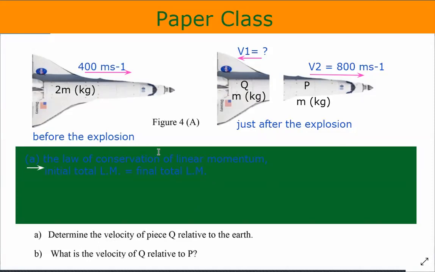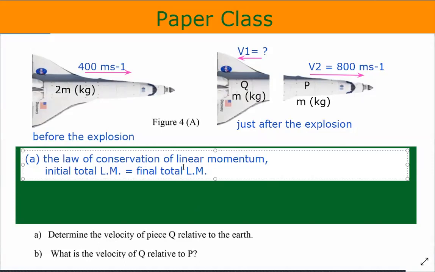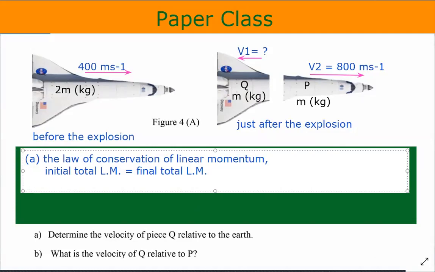Right. So let's continue. Initial total linear momentum: initially there is the rocket. Mass of the rocket is 2m. Its velocity is in our direction, that is 400. Final linear momentum: finally, how many pieces are there? After the explosion, how many pieces of the rocket are there? Two pieces. Mass of the first piece is simply m.